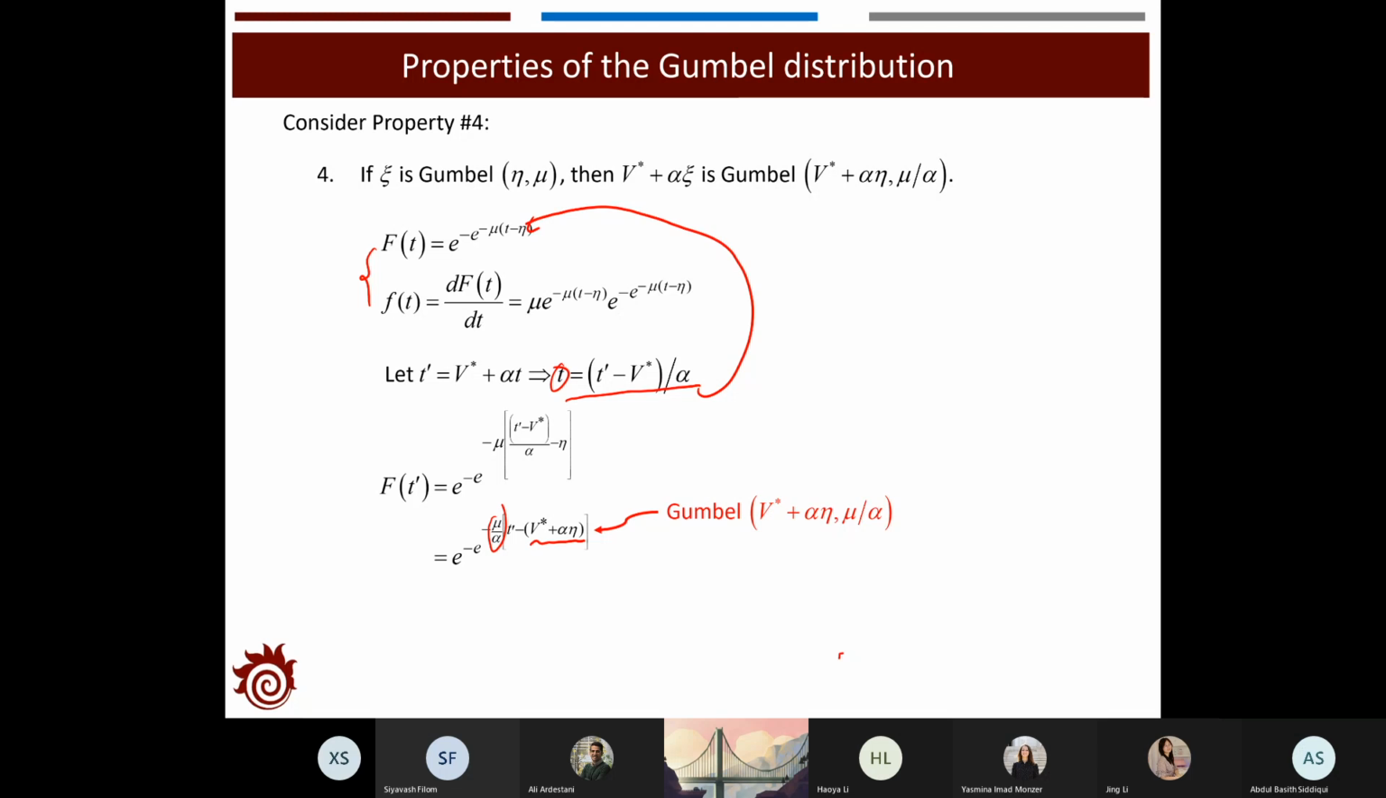So eta becomes v star plus alpha times eta, and alpha becomes mu divided by alpha. So that's how we're going to verify that property 4 is correct.